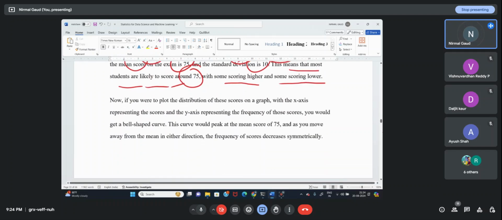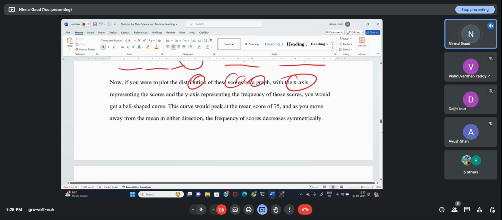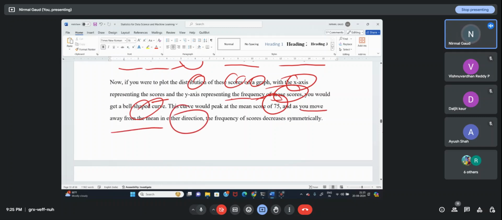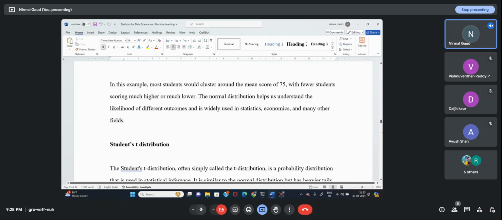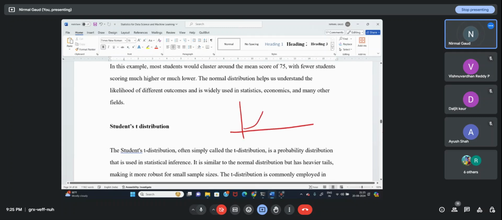All right. So if you want to plot the distribution of this graph, where the x-axis will represent the scores and the y-axis represents the frequency of these scores, that is, how many times they are appearing, it will be like a bell shape only, and the peak will be 75. When you move from this mean in either direction, the frequency of scores will decrease symmetrically. So at the top we are having 75, and if you go here or if you go here, obviously it will go down.